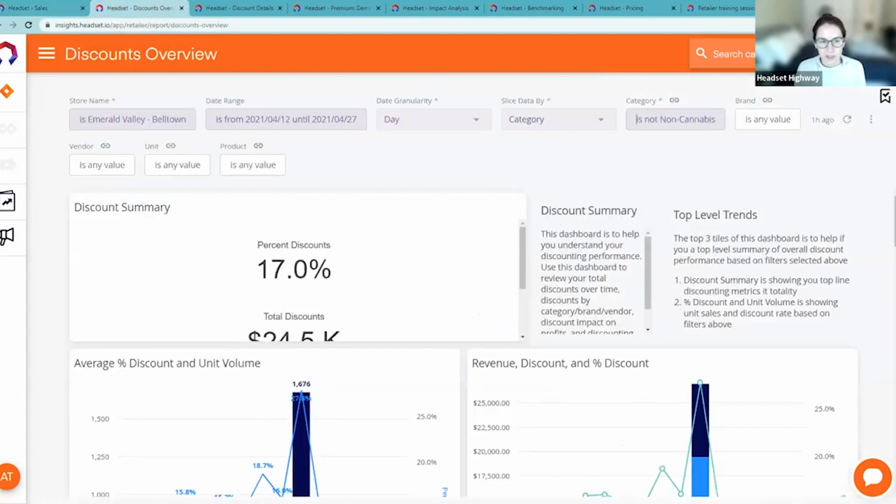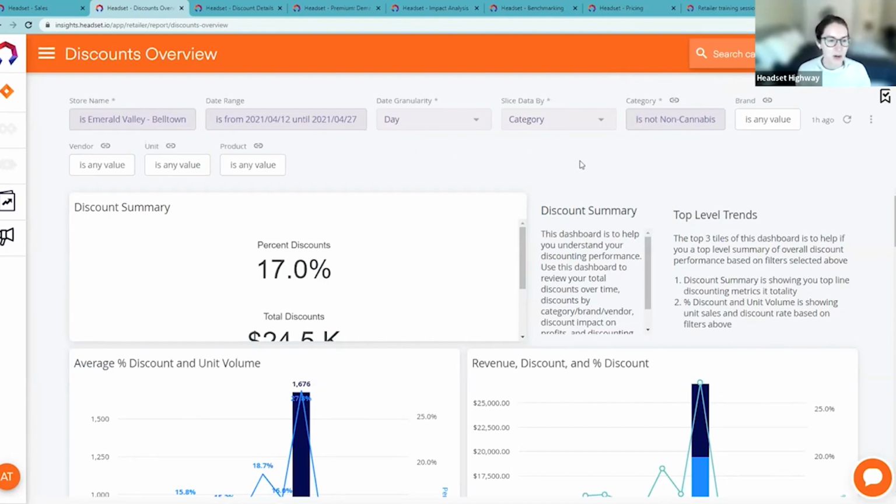With discount overview, this dashboard is really to help you understand your discounting performance. So we'll use this to review total discounts over time, discounts by category or brand, and the discount impacts on profit. We have quite a few filters to go through at the very top to help you understand what you're really looking at and to pull in criteria that really matters to you.